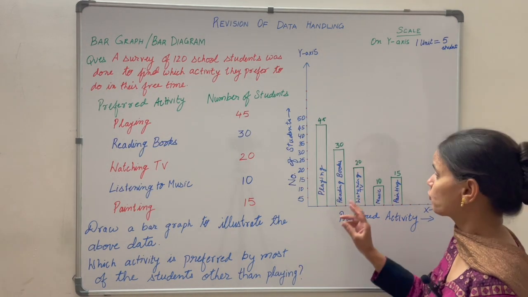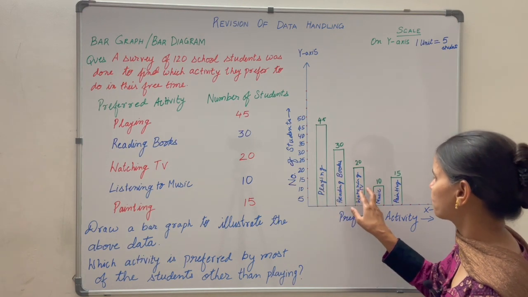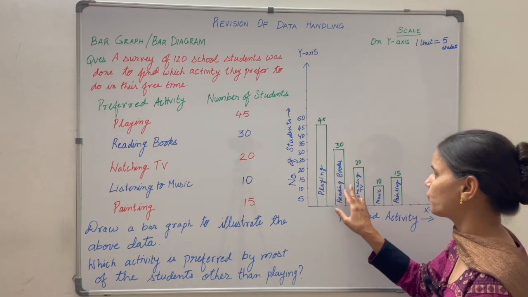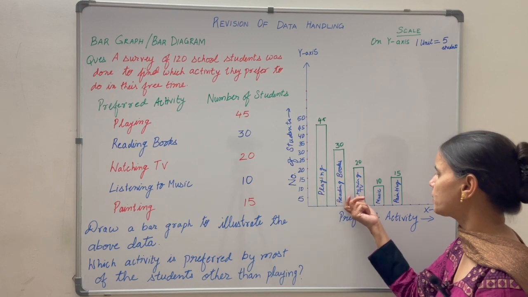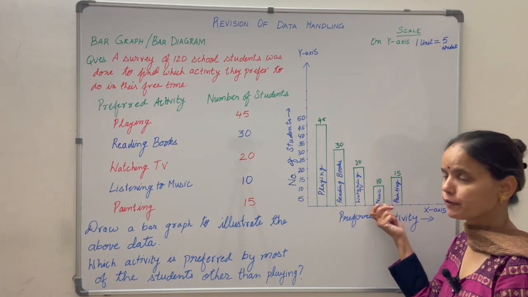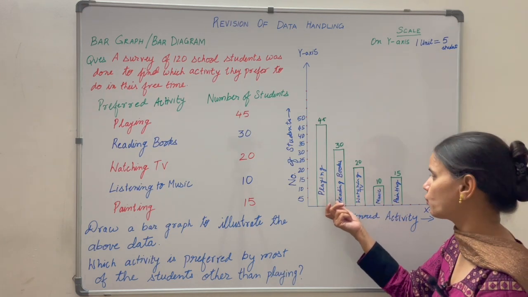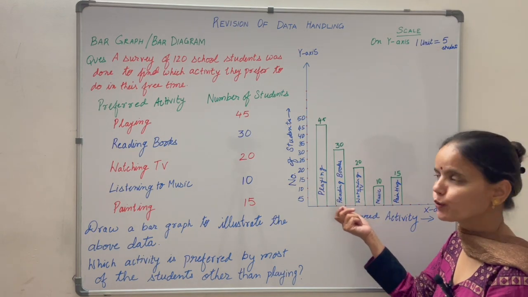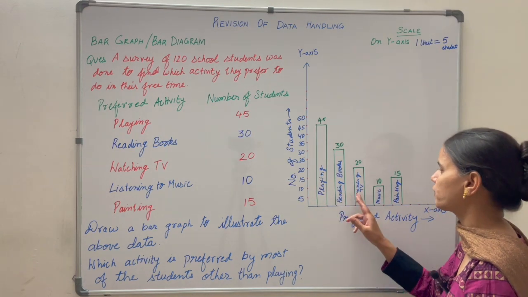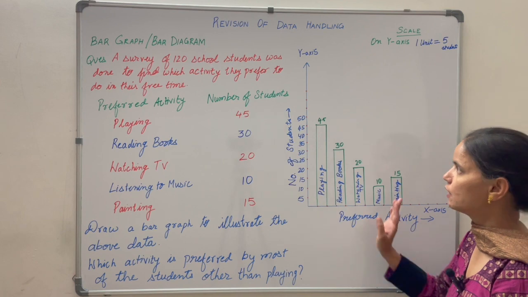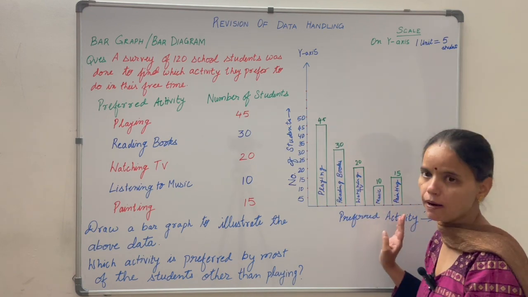So you have to make sure that bars should be of uniform width. I have taken 1 unit each, and the gap between each bar also should be fixed. It should be same. Here also I have taken 1 unit. You can take half unit, 2 units, any choice. But whatever you are keeping, it should be fixed. So we have plotted the bar graph.